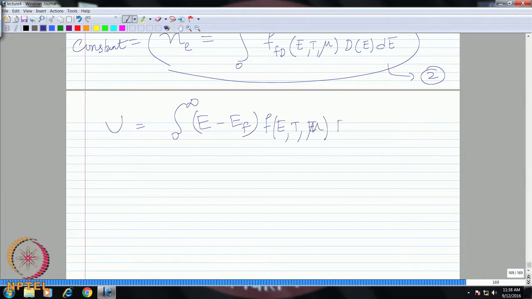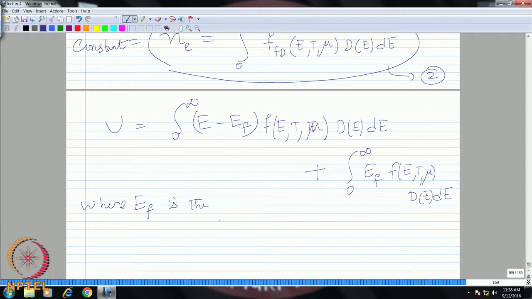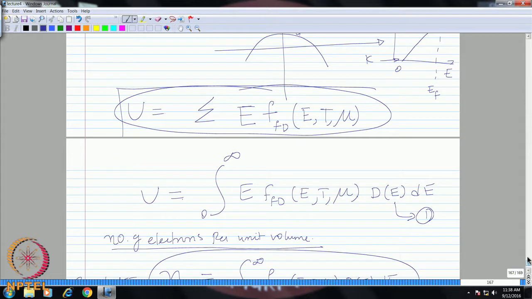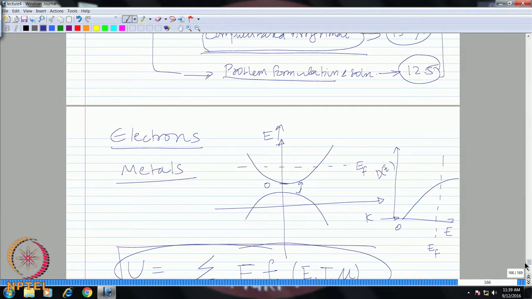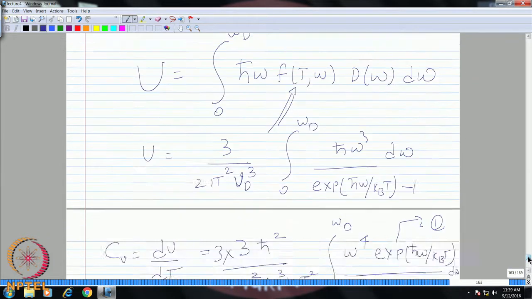Mu d of E dE. So, plus now I have to add E f f E t mu d of E d, right. So, I hope you understand what Fermi level is, where Fermi level is the chemical potential at 0 Kelvin. Chemical potential means the energy level up to which the electrons are filling at 0 Kelvin. Okay. So, at different temperatures this level will be different.